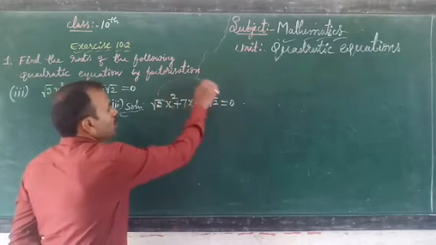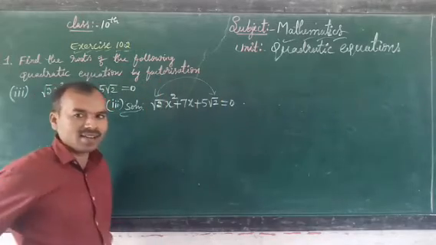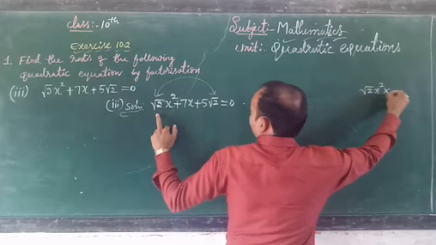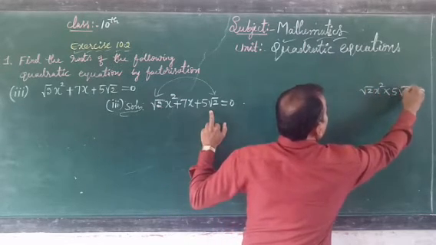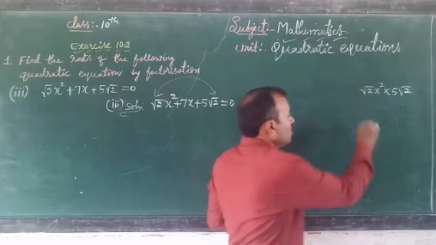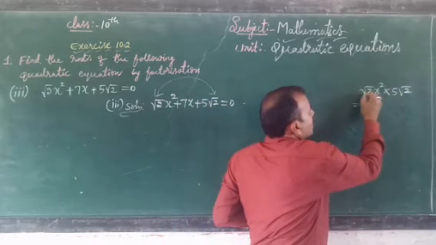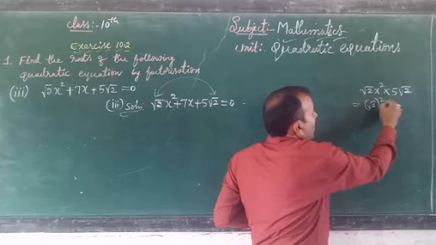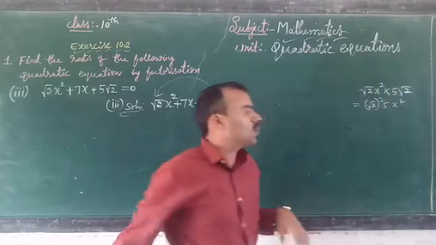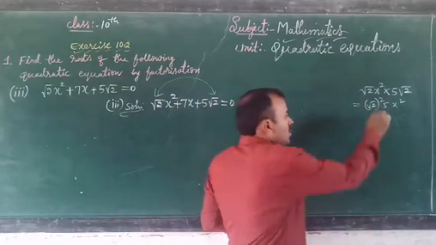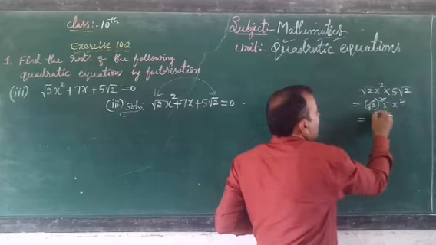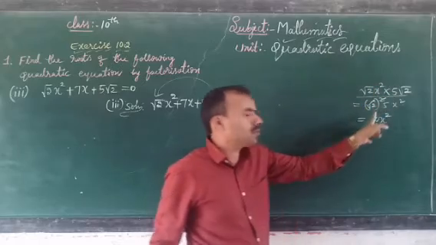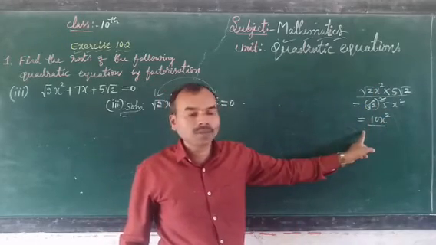Here consider the product of the first term and last term. First term is root 2x square into 5 root 2. Multiply these two. Root 2 into root 2, root 2 whole square into 5 into x square. Root 2 whole square, 5x square. Square and root get cancelled. It is 5 twos, 10x square. The product of first term and last term is 10x square.